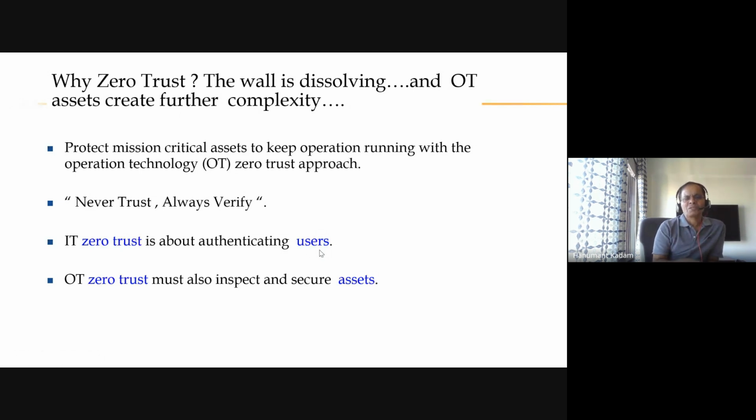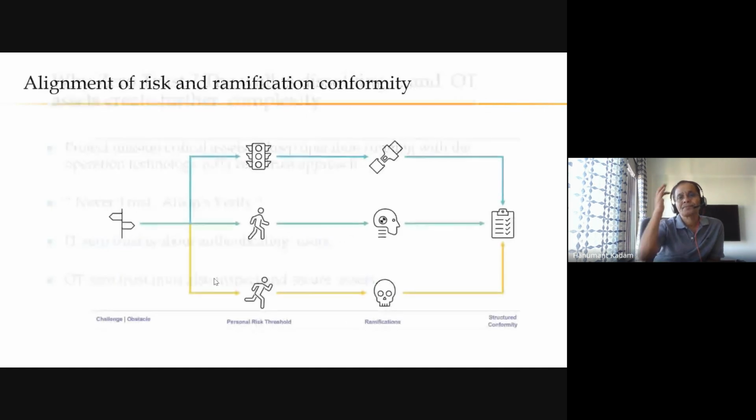OT zero trust must inspect and secure assets. Whenever you have to access particular assets, either particular workstations or particular software, you inspect and secure. There you must have two levels of security. First you inspect whether he is trained, whether you are an expert in this, and whether he's allowed, and then within that, the user-level password, the user ID and password.